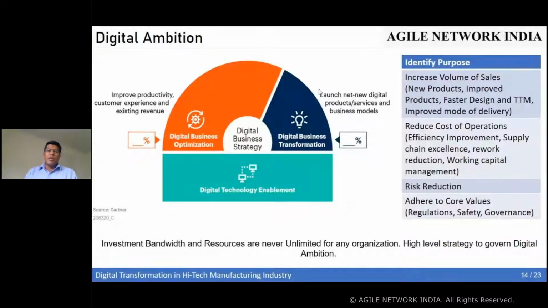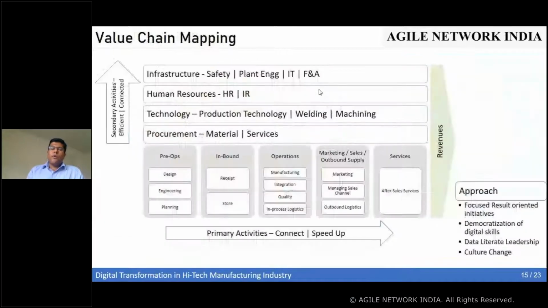How much focus I am going to put on either of these. The purpose could be, as we discussed, increase in volumes and sales, that is business transformation, or reducing the cost of operation by efficiency improvement, that is what we call optimization. But digitalization is also for risk reduction and adhering to core values. Ultimately, this will transform into some kind of the previous two goals. So once this is decided, we are ready to form a digital strategy for our organization.